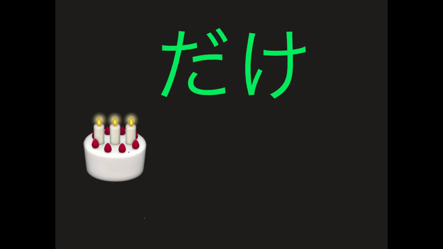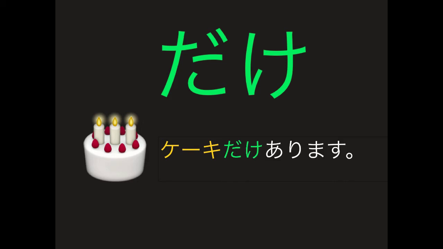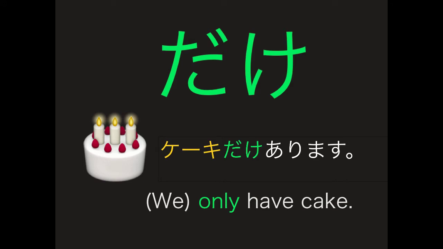They only have cake. Keiki dake arimasu. We only have cake. You can see that dake replaces the ga, and it's very simple to use this construction.